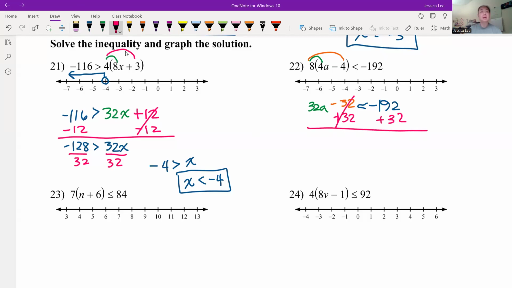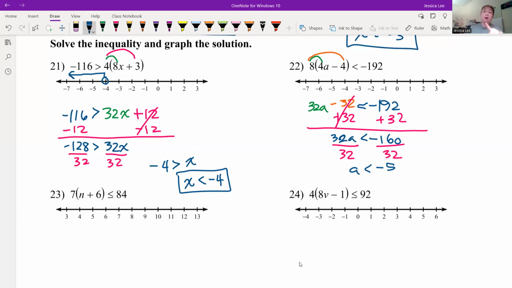So 32a is less than negative 192 plus 32, which is going to be negative 160. Then from here, we're going to divide by 32, and what do we get? Oh, we got a whole bunch of 32s going on here. a is less than negative 5.